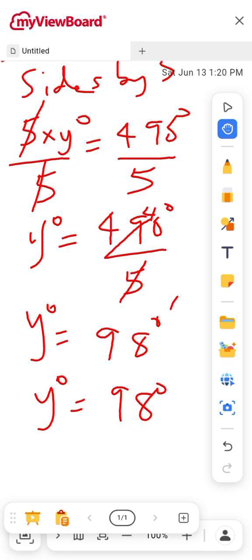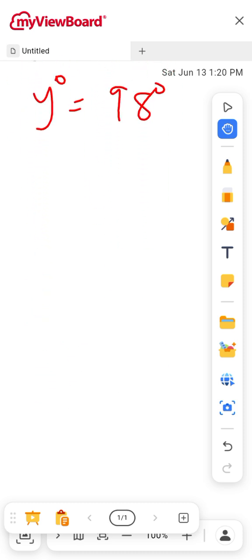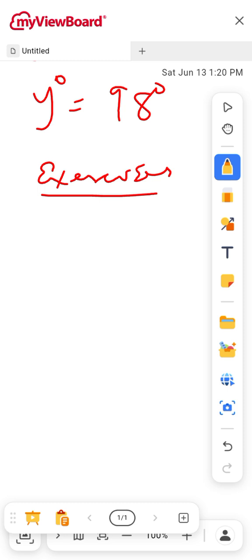So before I go, I will leave you with some exercises which you can play around with. So try to play around with them. If you have any problem, feel free to message me. I'll be willing to hear from you.